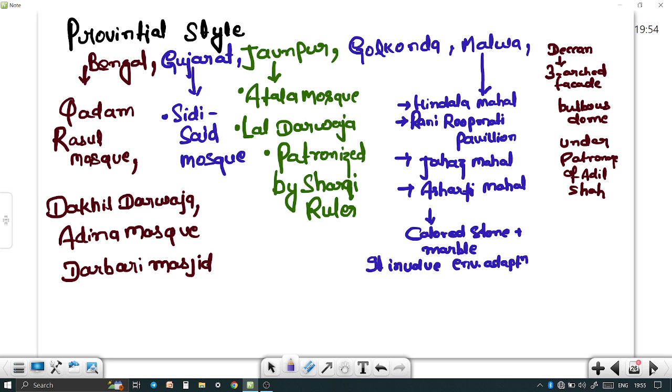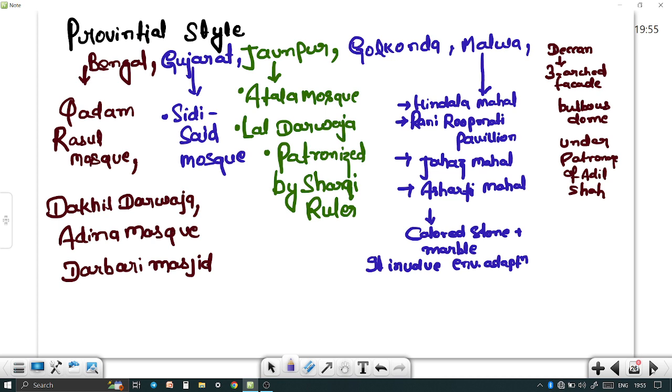In this, brick was a cheap building material, and the use of stone was limited largely to the piers. Coloured brick and glazed tiles were usually pressed into service for decoration purposes. Examples include Kadam Rasul Mosque and Dakhil Darwaja in Gaur, Adina Mosque in Pandua, Darbari Masjid in Bengal, and Siddi Sayyid Mosque in Ahmedabad, Gujarat.